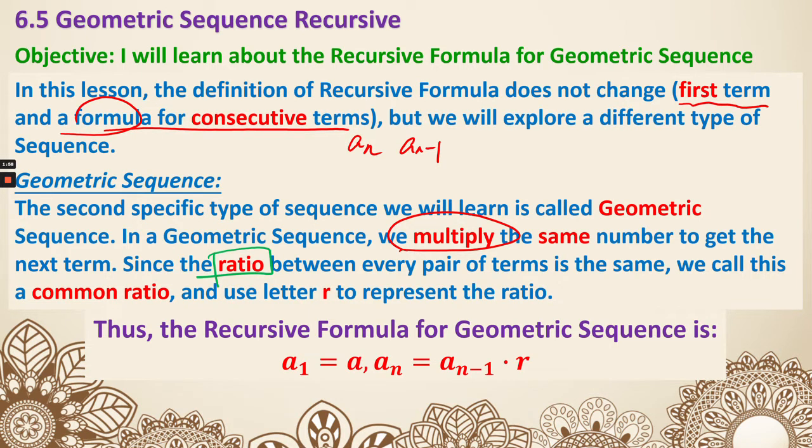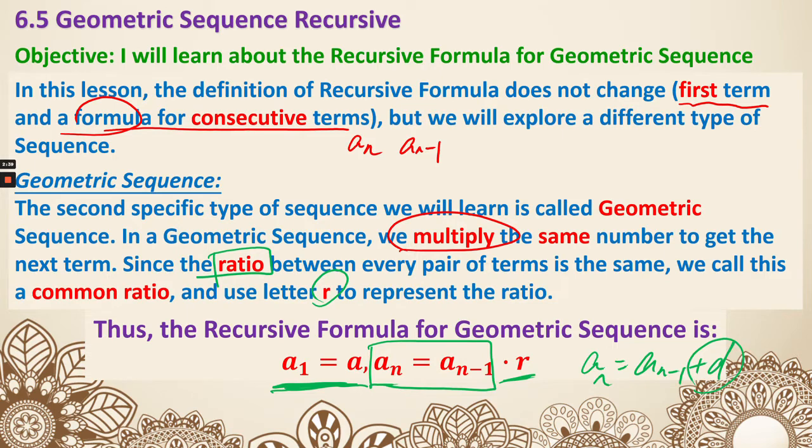And since the common ratio is not common difference, we can't use the letter d anymore. We're going to this time use letter r. The recursive formula for geometric sequence is right there. We still need to list the first term. That's always going to be the same. And as you may notice, the first part of the second formula is exactly the same. It's a sub n equals a sub n minus 1. For the arithmetic sequence, it's a sub n equals a sub n minus 1 plus d. That's what we have learned before. And for this lesson, the only change is instead of adding d, we're going to multiply by an r.